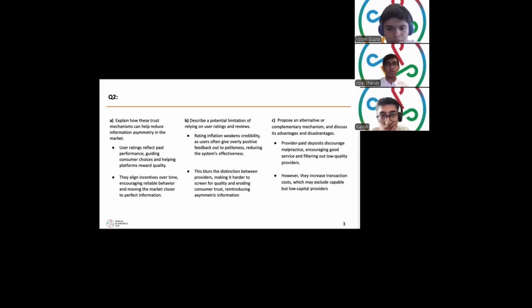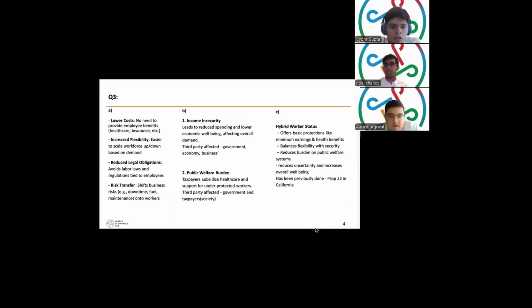An alternative mechanism could be provider paid security deposits. By placing a refundable amount, it provides signals of confidence and providers are discouraged from poor behavior. While this promotes accountability, it may exclude providers with limited funds, potentially reducing access and productive efficiency. If designed well, it can ultimately enhance market reliability.